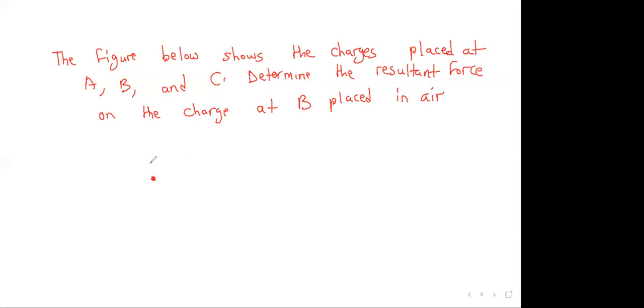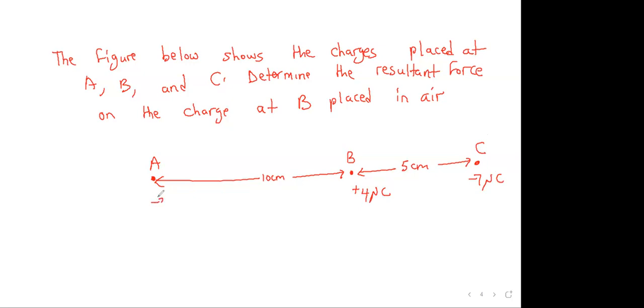So I have my charge here, which is A, and they are 10 centimeters. I have another one, charge B, and it is 5 centimeters. And here there is C. So this is negative 7 microcoulomb. This is 4 microcoulomb. And this is negative 3 microcoulomb. Now, the first thing I want you to do is to identify the forces acting on B. Which forces are acting on B and what are their directions? So first write, and then we discuss that.